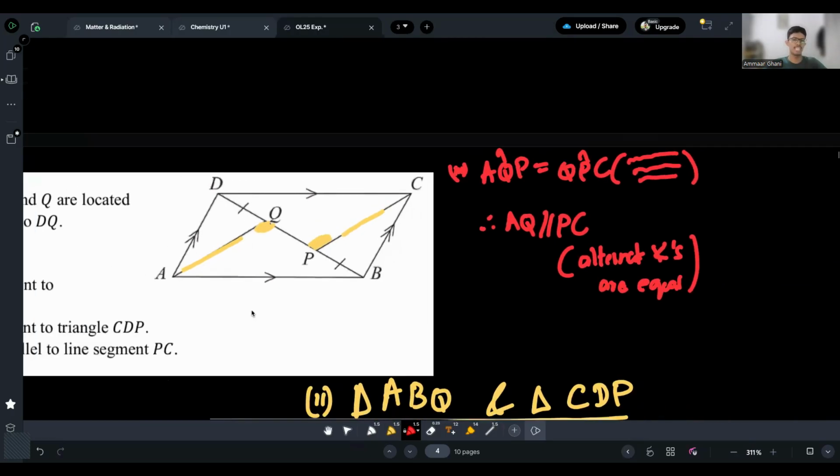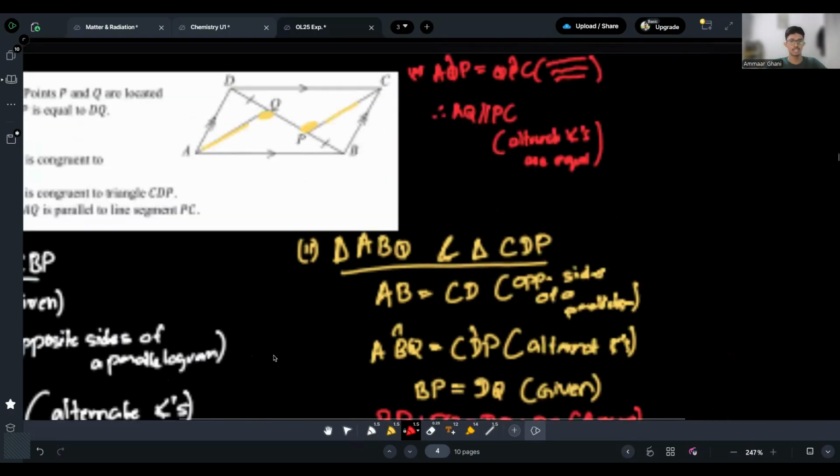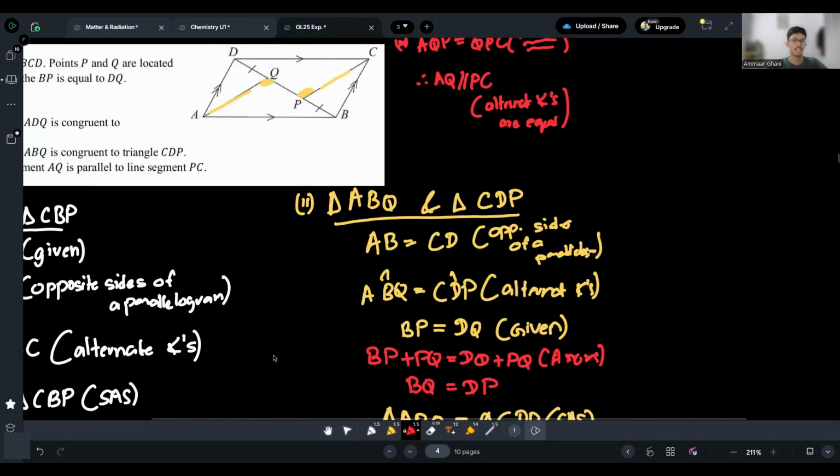So this is how you easily prove a geometry question like this and get the full 10 marks within 10 minutes. I think you can do this question within 10 minutes, maximum 10 minutes, easily 10 marks.